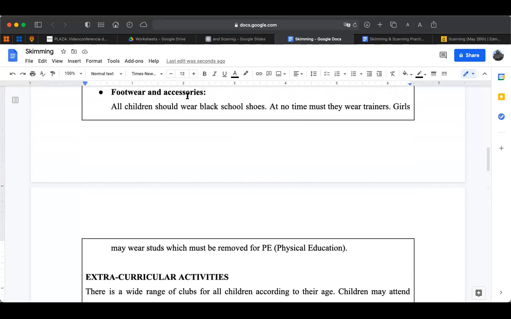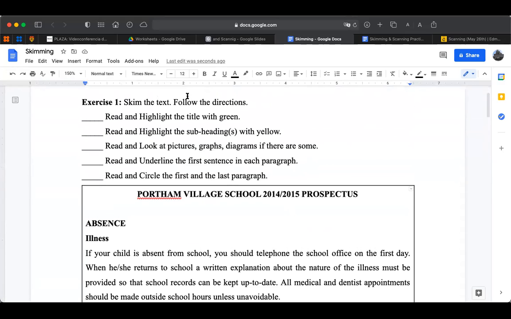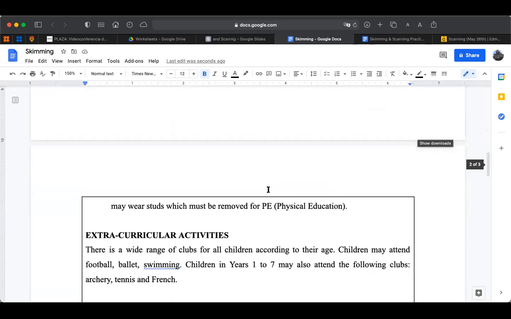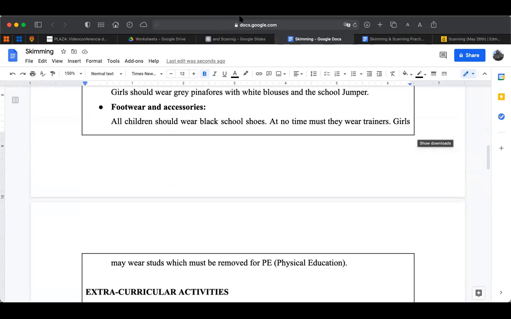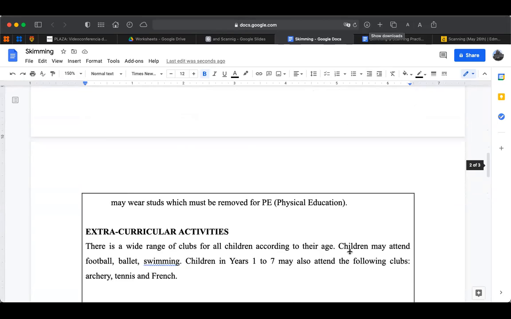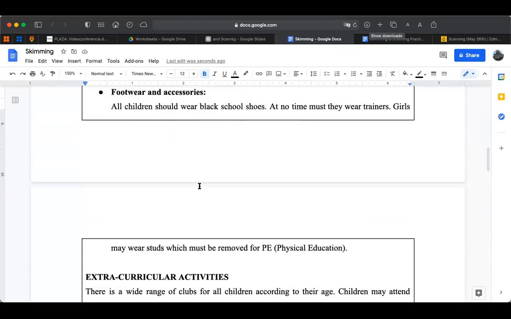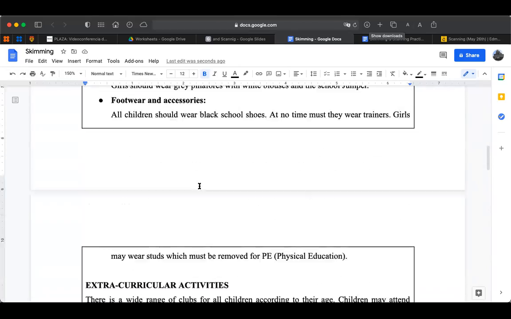So now, any questions about the text? Algo que no entendieron, or something you're not sure about, para que podamos hacer el skimming. Illness, enfermedades. Yeah. Okay, so now, at the end, no sé si lo descargaron. Or you haven't downloaded? Bueno, si lo descargaron, there's some questions at the end here. So now you have to skim over the text and answer the questions at the bottom.